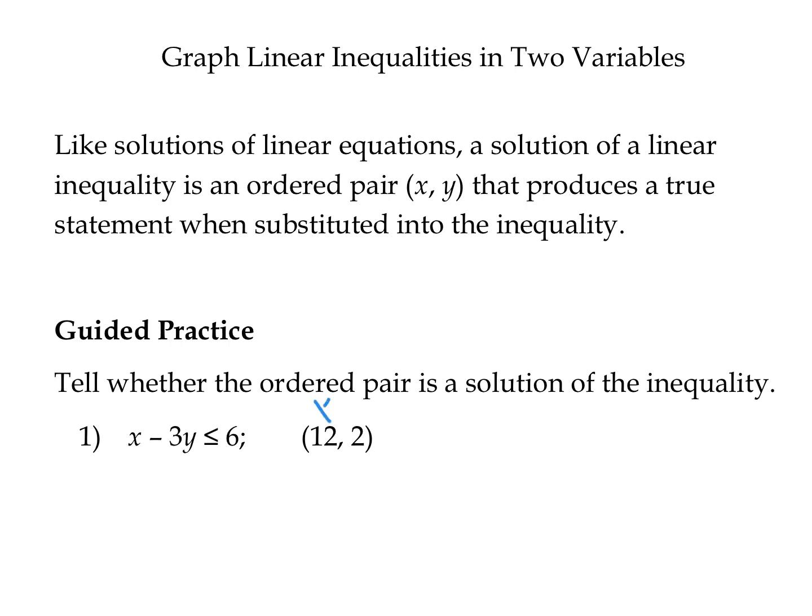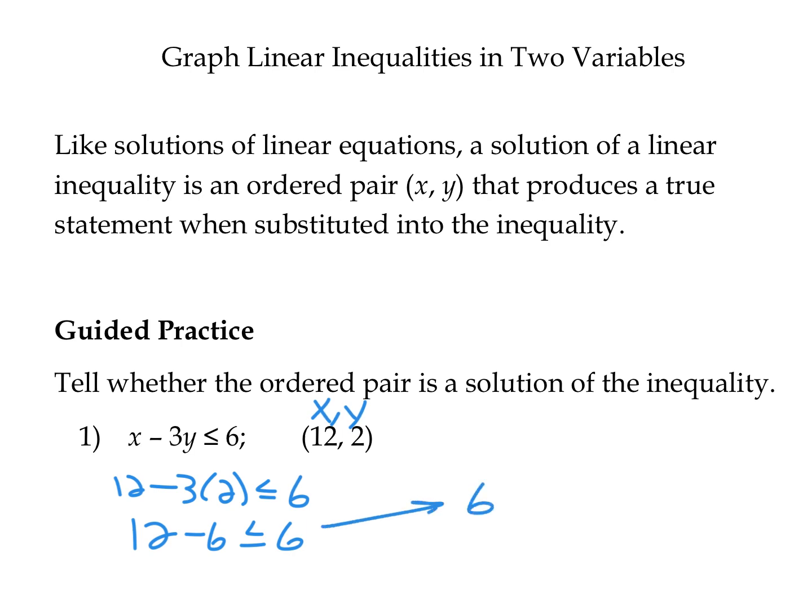Now keep in mind, this is our x comma y. We have to plug the right value in for the right variable. So the x is going to be replaced with a 12. We're going to substitute a 12 in there for x, minus 3 times the y, which is 2, so 3 times 2, less than or equal to 6. That will give us 12 minus 6 is less than or equal to 6, which becomes 6 is less than or equal to 6. That is true. So yes, this is a solution of that inequality.